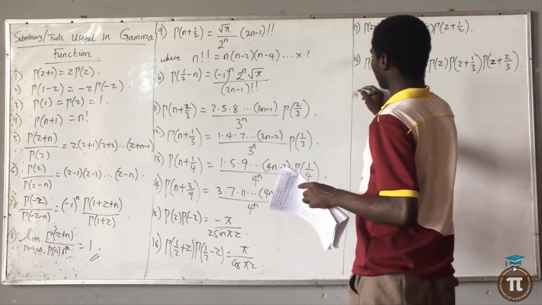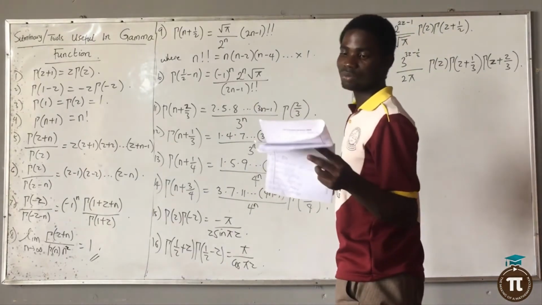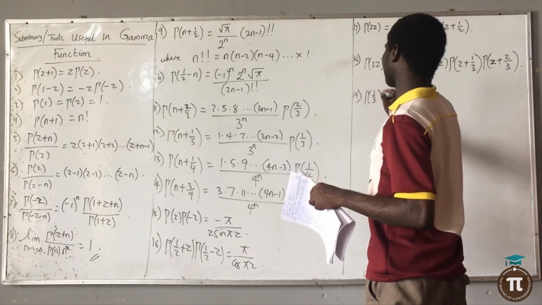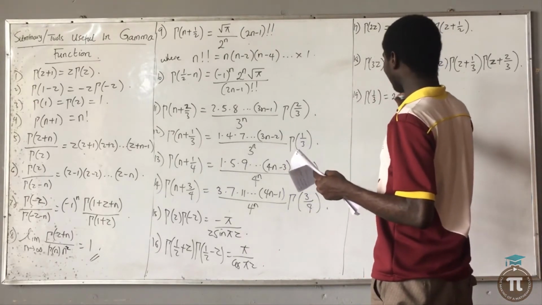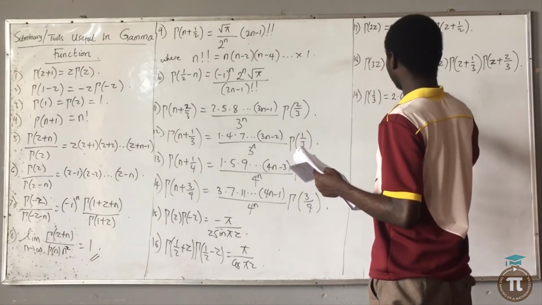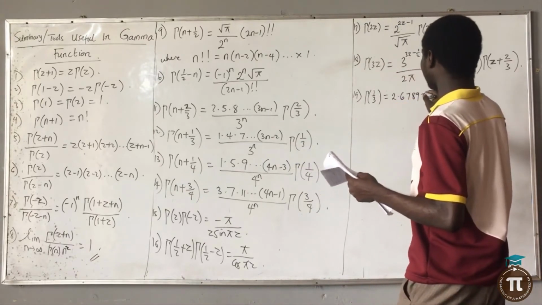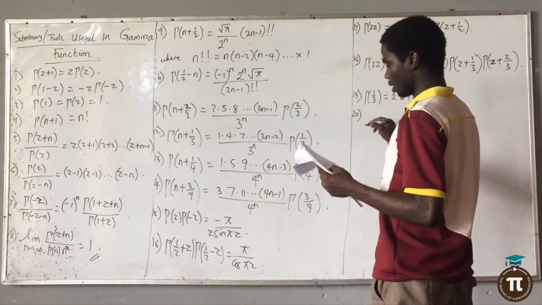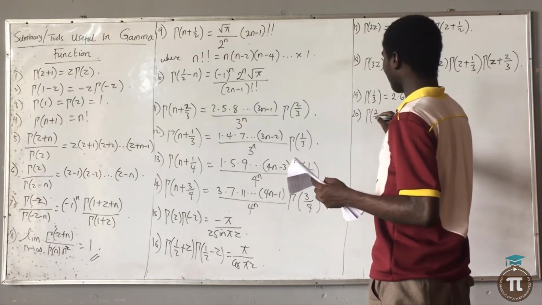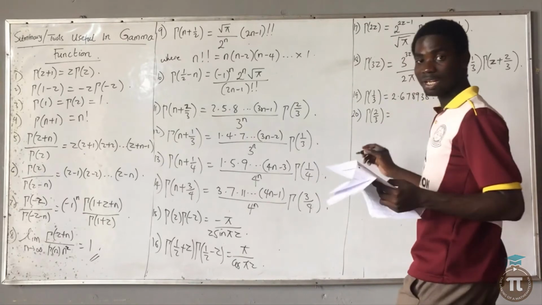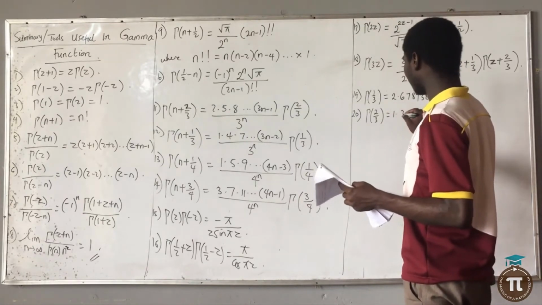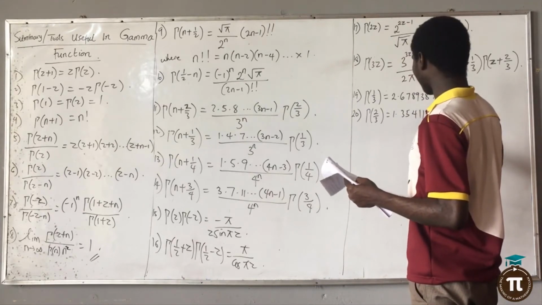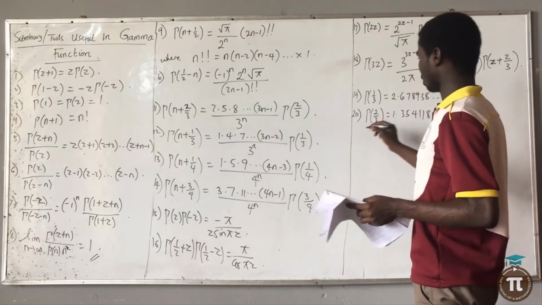Then let us now write the value of gamma of 1 over 3. Gamma of 1 over 3 is actually equal to 2.678938, and it goes on like that. Number 20, gamma of 2 over 3 is actually also equal to 1.354118, and it goes on like that.